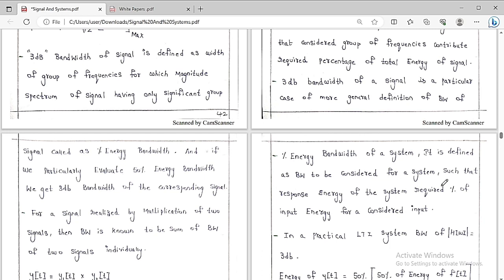3 dB bandwidth. So finally I can say, suppose you have considered all the frequencies in the F of omega in order to get the overall energy. But I want to consider only those frequencies which can give only half of the total energy, or 50% of the total energy. Then we have to group only those frequencies that can contribute the 50% of total energy. If I group it, that group of frequencies is nothing but the 3 dB bandwidth. So the 3 dB bandwidth of a signal is a particular case of the more general definition of bandwidth called percentage energy bandwidth. And if you particularly evaluate the 50% energy bandwidth, we get the 3 dB bandwidth of the corresponding signal. Same thing I told you, right?